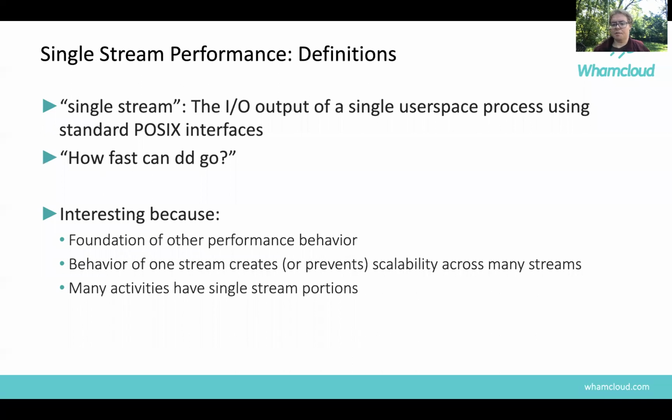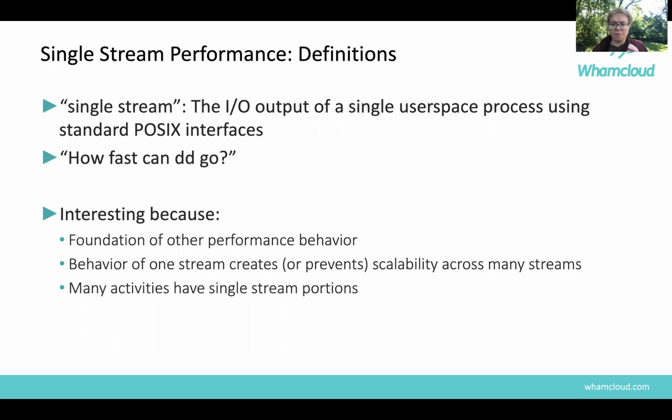So what is single stream performance? What am I here to talk about? The definition that I'm using for single stream is the IO output from a single user space process using basically your standard POSIX interfaces. How fast can DD run? Actually, DD is not that fast, but maybe IOR or something similar. And this is interesting for its own sake.